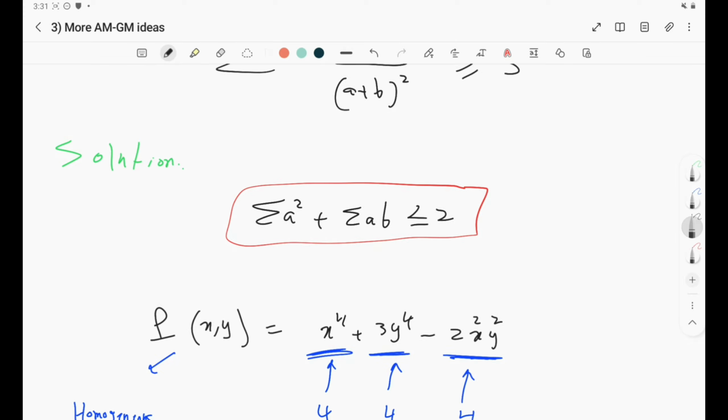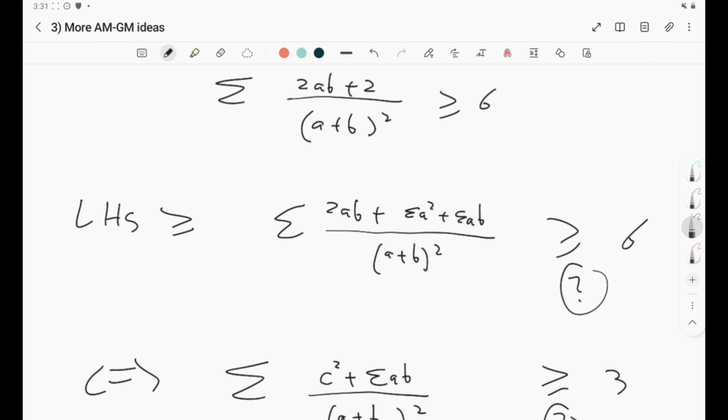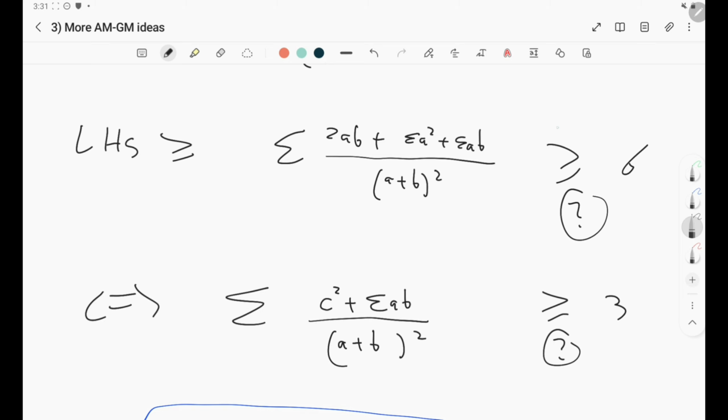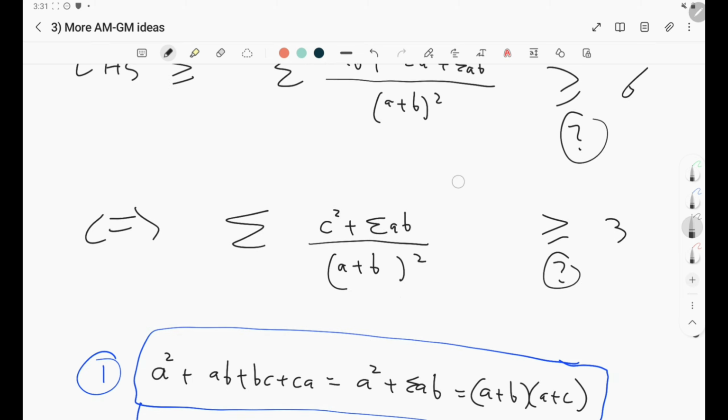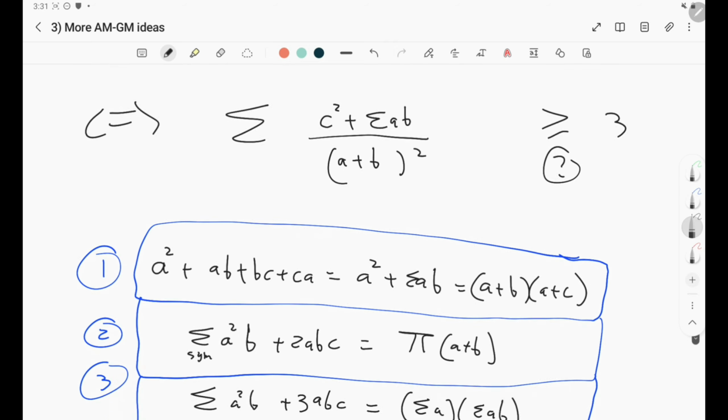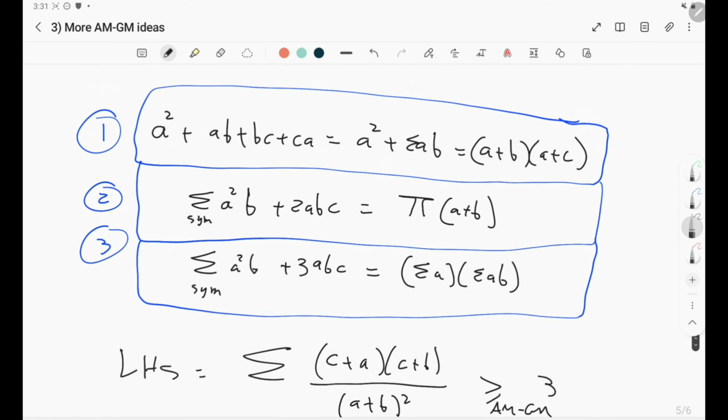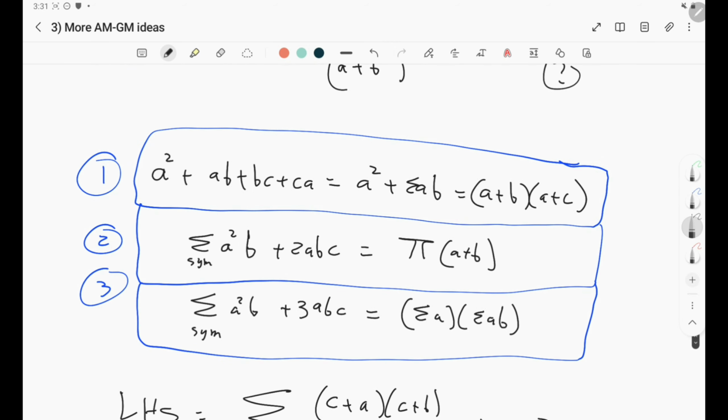So here, we just homogenized, and then our inequality was like this. Then, of course, just some algebra like this, and then we notice the factorization. Once we wrote the factorization, then it's just AMGM, and we're done.